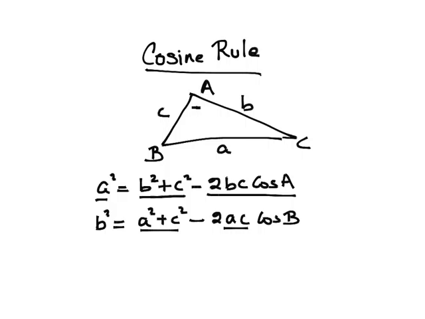Okay, or I can also write it as c squared equal to a squared plus b squared minus twice ab cos of the angle between a and b, that is cos c. Okay students, so this is the cosine rule. So let me explain it with a problem.